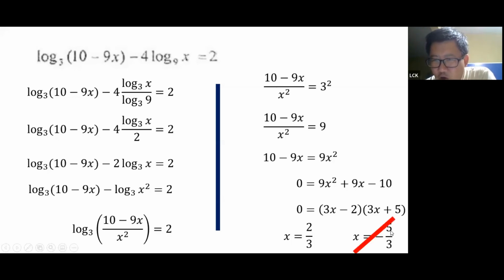And you will see that the minus 5 over 3 can be knocked out instantly because of this term here. You cannot put this minus 5 over 3 in here. It's undefined. So knock that out immediately. All right, and again, I will leave this to you to verify that it is indeed the answer.